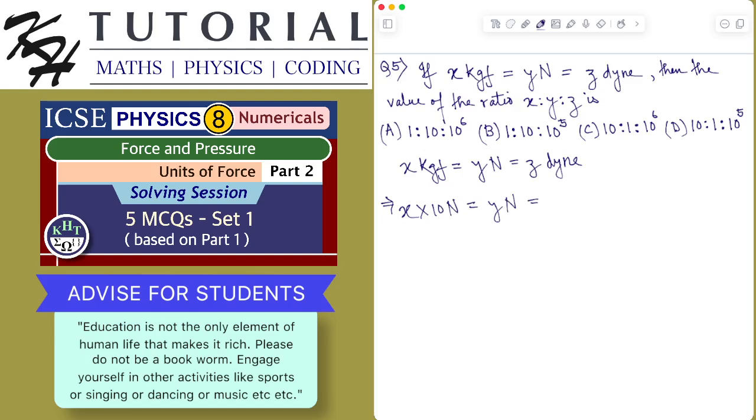Z dyne, 1 dyne is 10 to the power minus 5 Newton. So z dyne is z multiplied by 10 to the power minus 5 Newton. Now I can cancel out the Newton from all the terms, and I get 10x is equal to y is equal to z multiplied by 10 to the power minus 5.